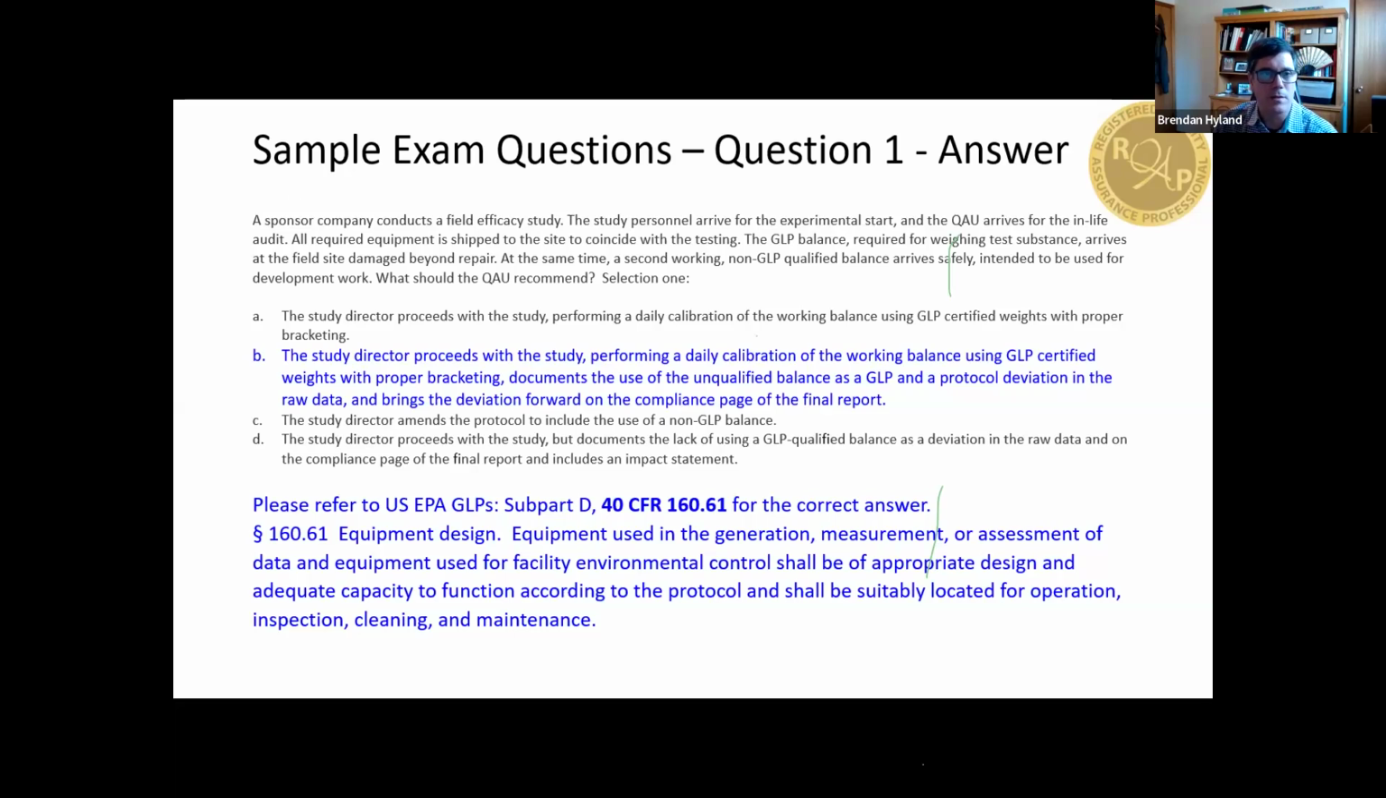And I think what we have here is an assumption that the protocol talked about the kind of balance that was going to be used here. And so that's why they're saying that it's both a GLP and protocol deviation. Would you agree with that, Sherry?